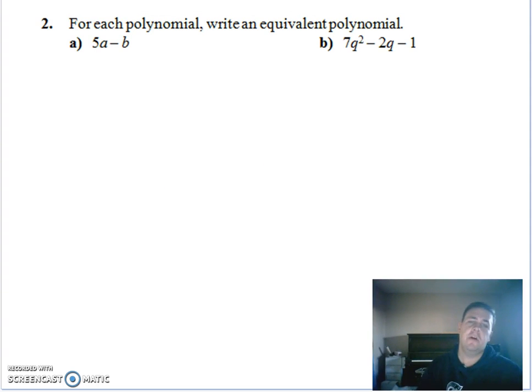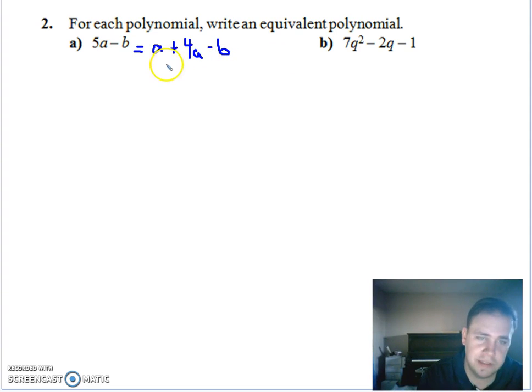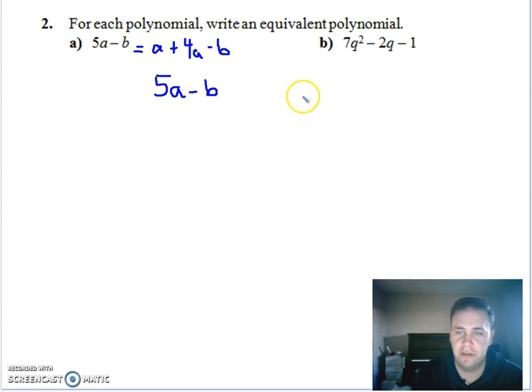Next up, for each polynomial, write an equivalent polynomial. So that means that instead of saying 5a minus b, we might be able to say something else that might equal the same. Well, a really simple one might be a plus 4a minus b. It's another polynomial that would also be equivalent to this. If I added these two terms together, I'm going to get 5a minus b. Okay, there's a lot of possibilities with these type of questions, and that's fine.